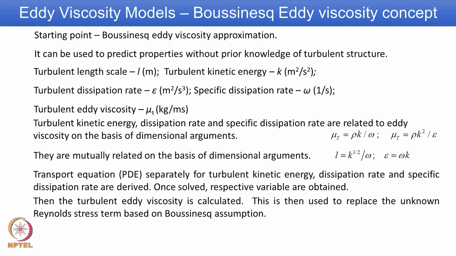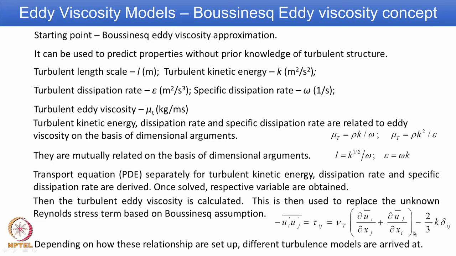This is then used to replace the unknown Reynolds stress based on the Boussinesq assumption. So, the unknown Reynolds stress term, u_i prime u_j prime bar, either we can use R_ij or tau_ij, is related to mu t if you use rho on one side, otherwise it is nu t, because mu by rho is nu and t stands for turbulent flow. Then you have the velocity gradient term minus 2 by 3 k delta_ij. We already learned delta_ij is the Kronecker delta, and that takes a value of 1 if i is equal to j, equal to 0 if i not equal to j. So, this was a proposal by Boussinesq, and this is a starting point, foundation point for all the turbulence modeling. Depending on how these relationships are set up, you get different turbulence models.